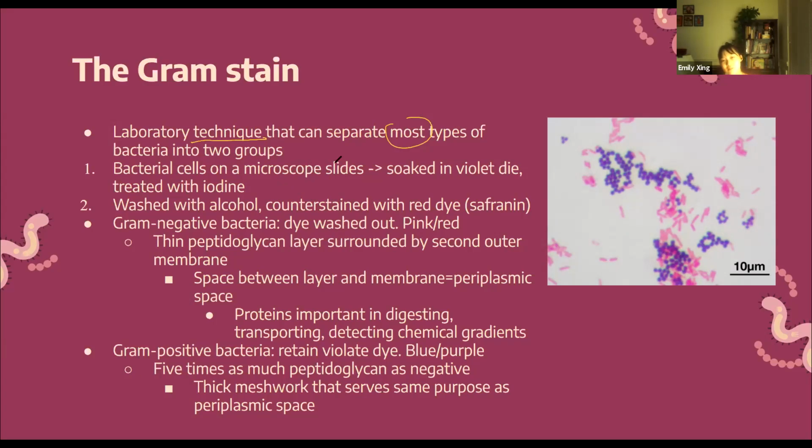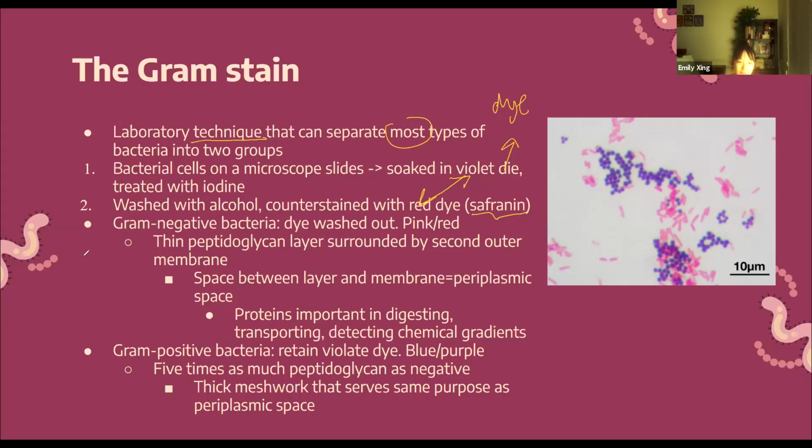So the first step is that bacterial cells are put on a microscope slide, and they're soaked in this violet dye. It's treated with iodine, which is a chemical. And then the second step is that it's washed with alcohol and counterstained with a red dye instead of violet. So these two contrast each other, and it's usually safranin, which is red.